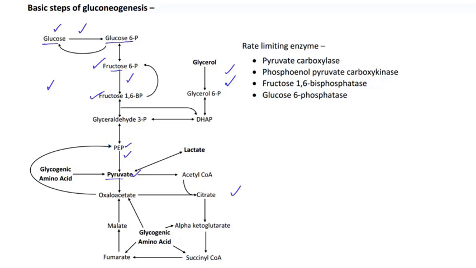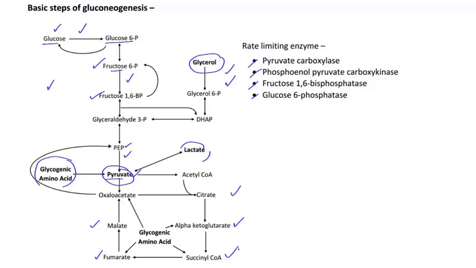So, to produce glucose from glycerol, lactate, pyruvate, glucogenic amino acid, and many other intermediates of TCA cycle, we need to produce glucose from glucose 6-phosphate, produce fructose 6-phosphate from fructose 1,6-bisphosphate, and phosphoenol pyruvate from pyruvate. Here, 4 enzymes can help us to alter the direction of this reaction or alter the process.